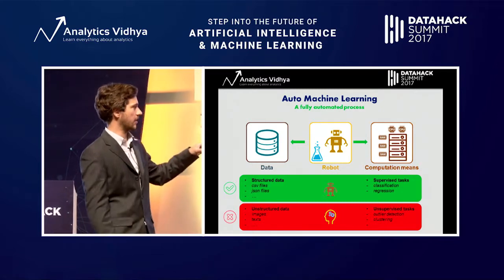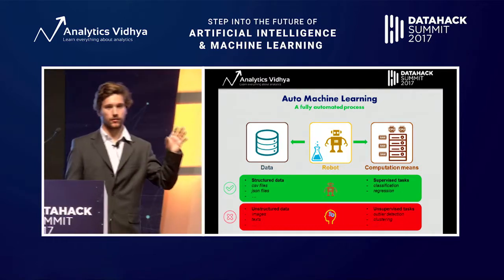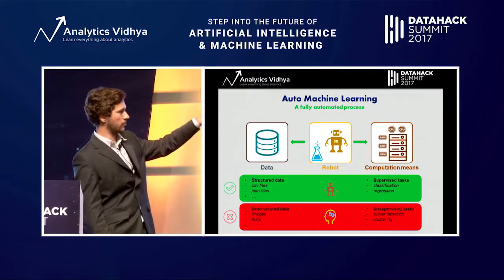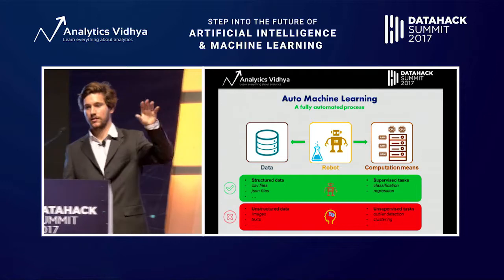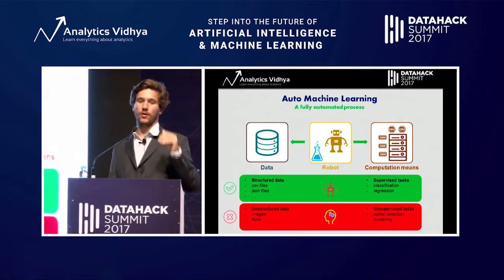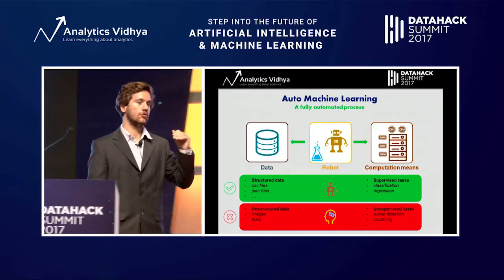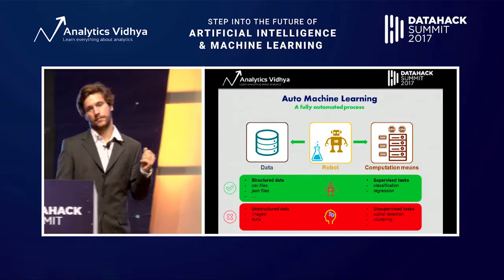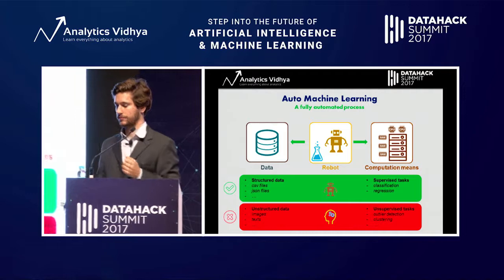So images and text. And here you can see that if we have an automated tool that can deal with the first part, with the structured data and supervised tasks, then a data scientist can focus more on, let's say, non-traditional algorithms like deep learning and unsupervised learning. So that's also a gain.